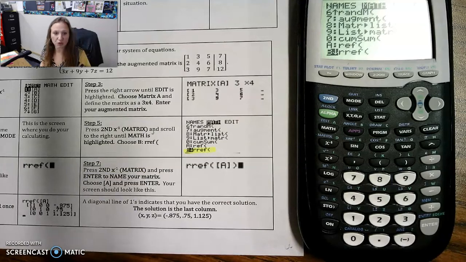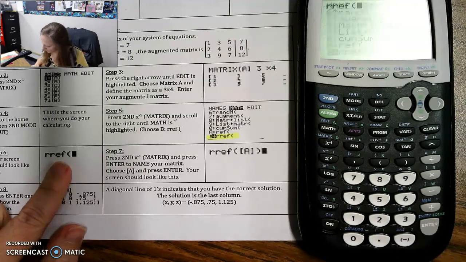That stands for reduced row echelon form, which you don't need to know, but that's the operation we're doing to solve the matrix. If you ever do linear programming or algebra, whenever you get to college, you'll get to do reduced row echelon form. But we're going to allow the calculator to do the hard work for us today. So whenever you hit that, your screen will look like this.